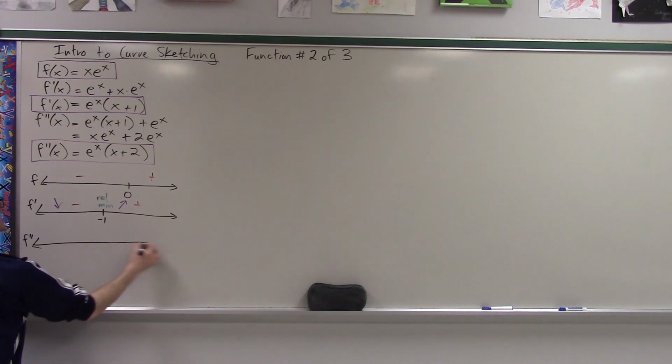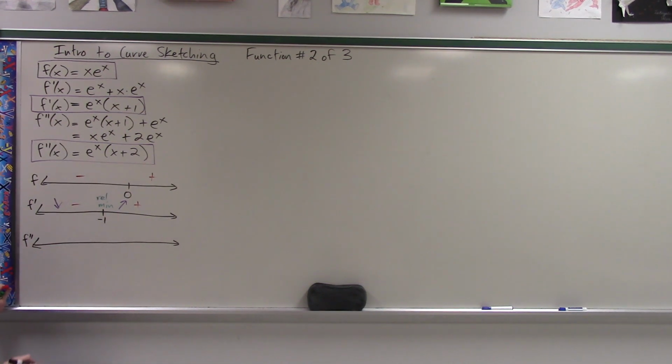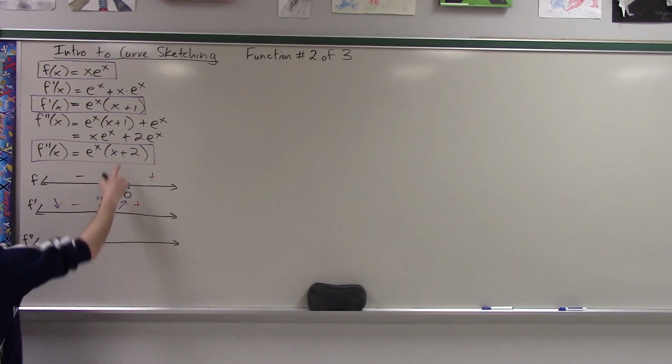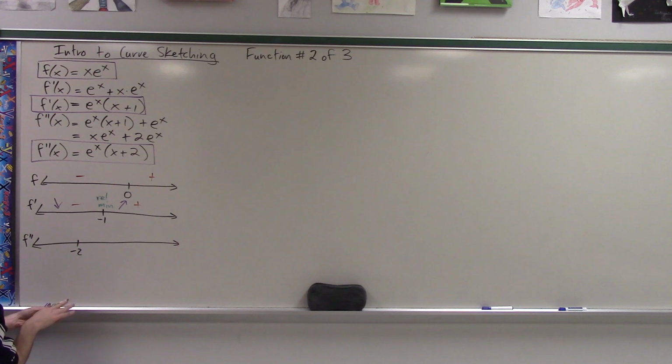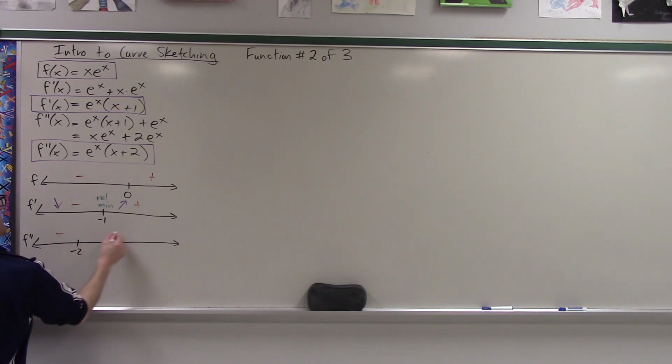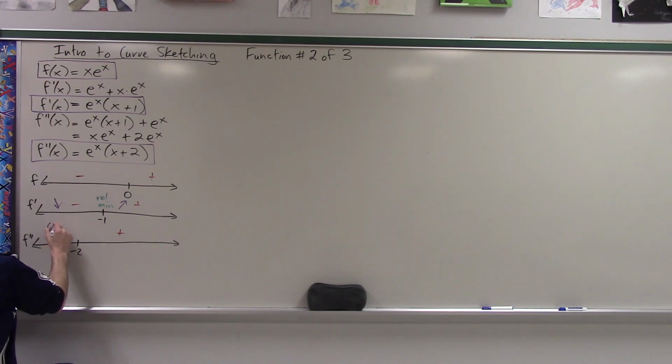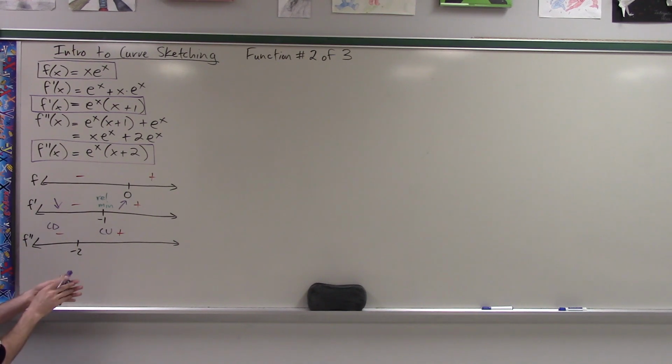Okay, second derivative, changing sign at -2, determined by the sign of x plus 2. So what do we get? Again, negative, positive. So that tells me that my function is concave down and then concave up, and there will be a point of inflection at -2.